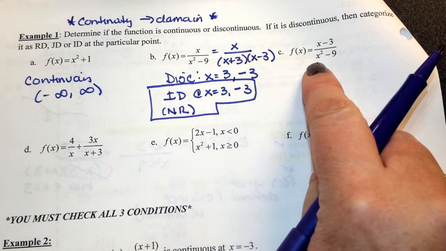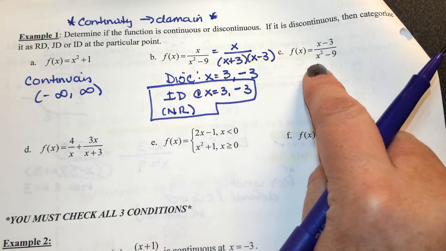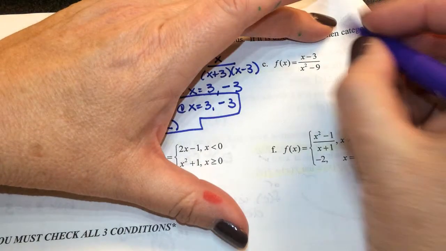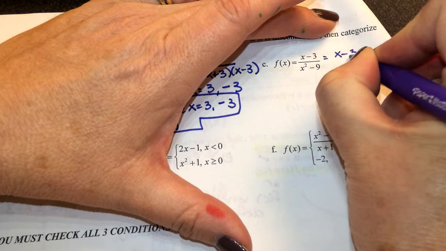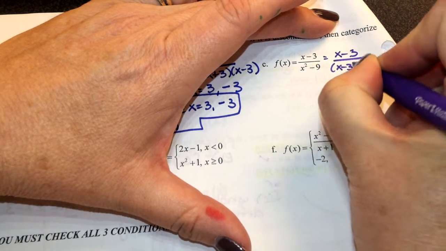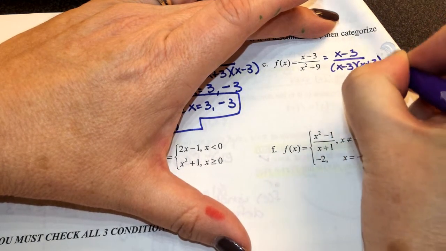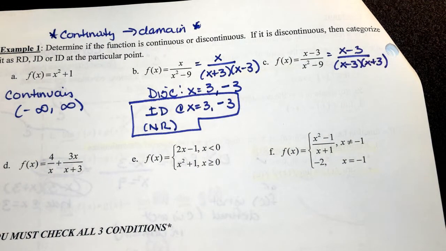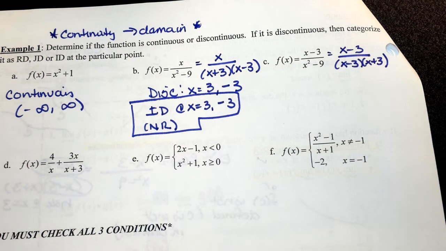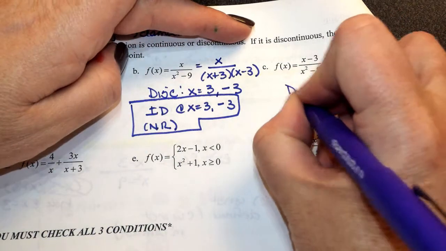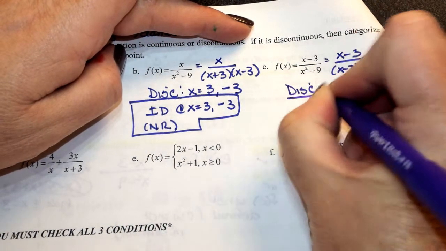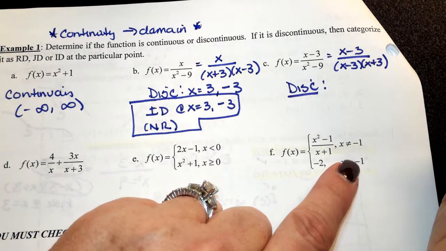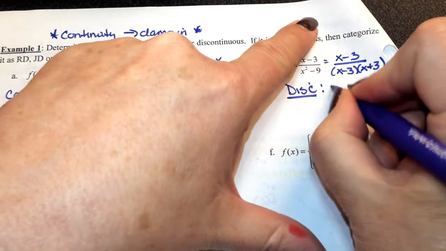So again, I have another fraction in part C. I know that anywhere I get 0 in the denominator, I'm going to end up with discontinuity. So when I factor x squared minus 9, that factors into x minus 3 times x plus 3. So now, where is it going to be discontinuous? It's going to be discontinuous at what two x values? 3 and negative 3.